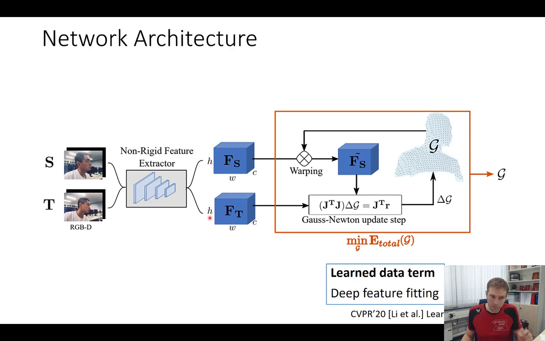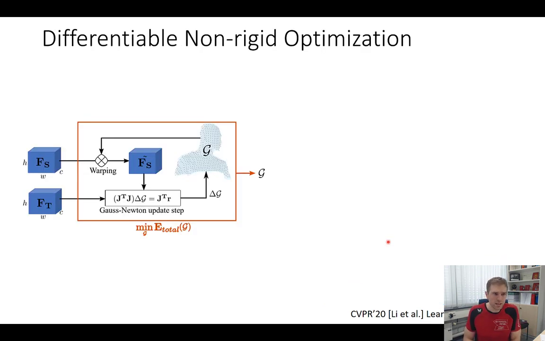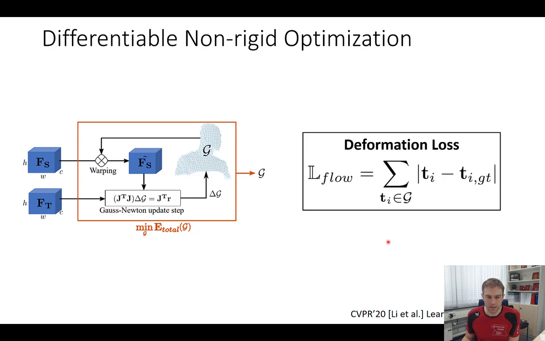But there's even a little bit more we can do here, and that one I found pretty interesting. We can also learn how to speed up the Gauss-Newton process by, for instance, learning preconditioners in these matrices. So I wanted to go a little bit more into details here. First of all, what we want to do here is differentiable non-rigid optimization. We have a data term, we have a regularization term. In this case, our loss at the very end of the day is a deformation loss. So basically, every deformed point should be at the respective target position based on the ground truth data.